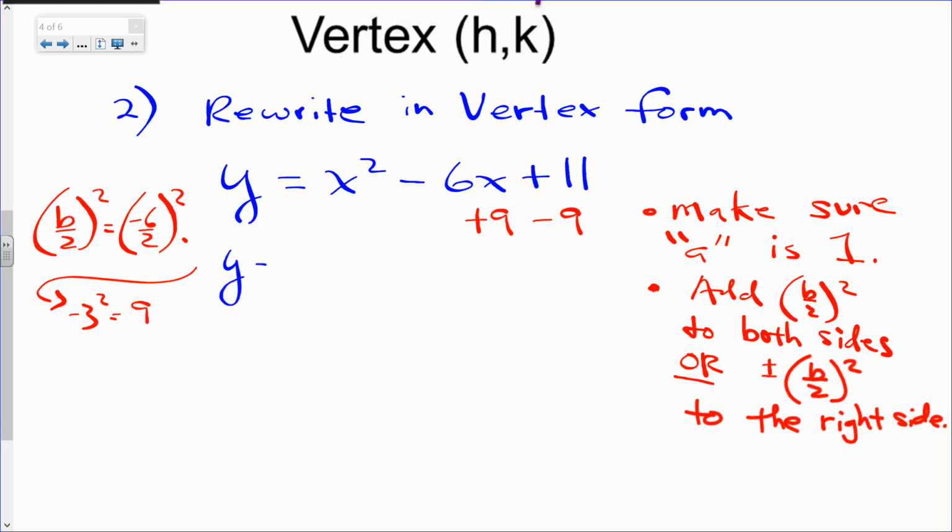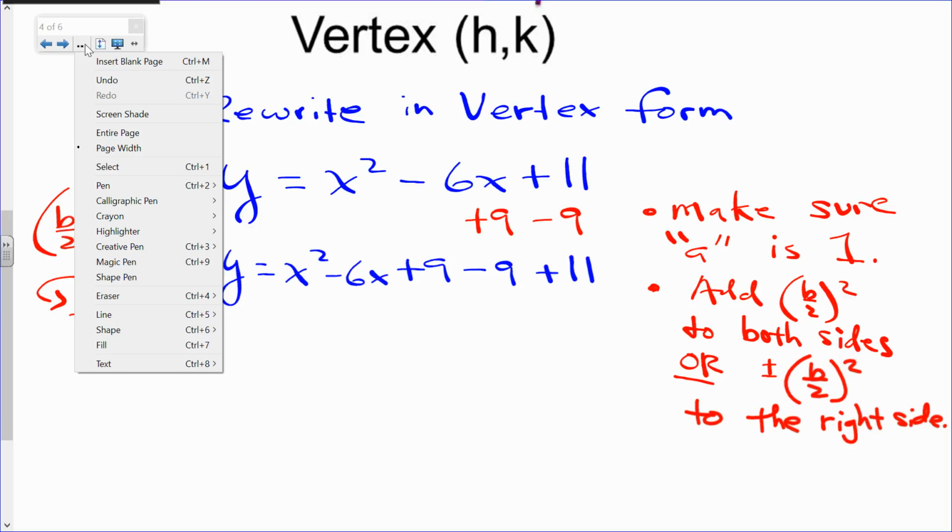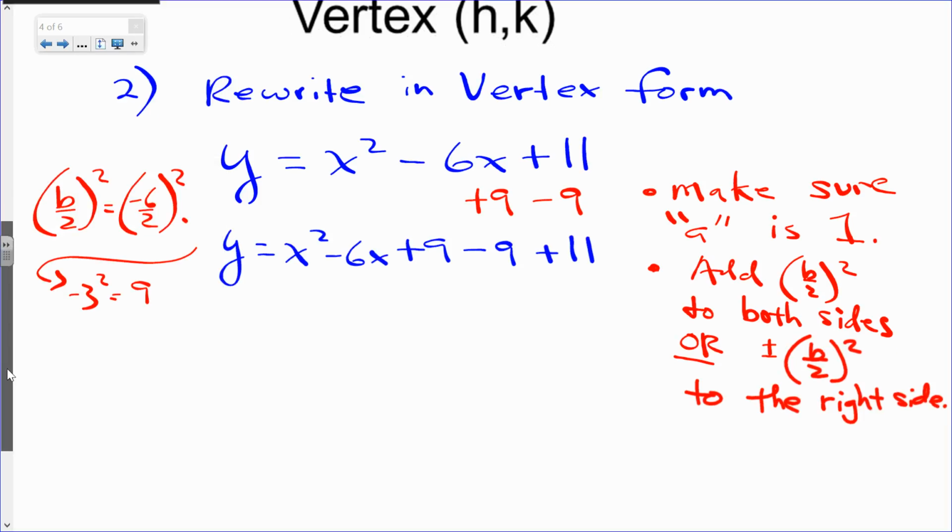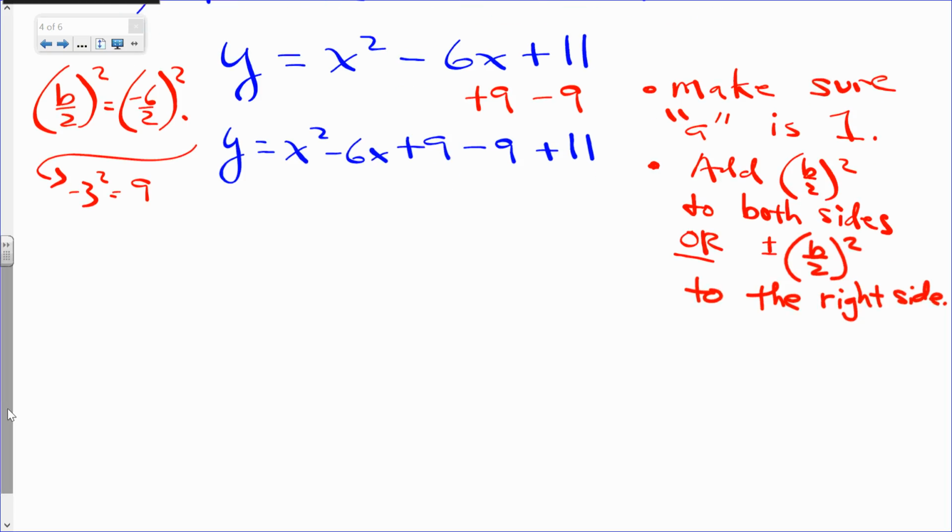Y equals x squared, I'm not going to combine any like terms, minus 6x plus 9. Okay, there's a plus 9. Minus 9 plus 11. Look at this manipulation. If I add a 9 and subtract a 9, I haven't done anything to the equation because they cancel each other out. But look at this trinomial here. That's factorable now. And then the negative 9 and the 11, I can just combine. It becomes positive 2.